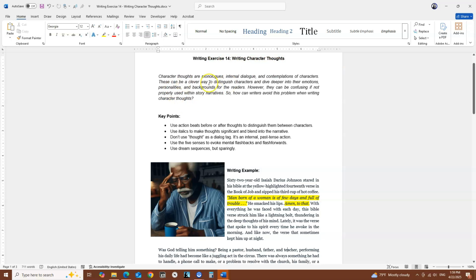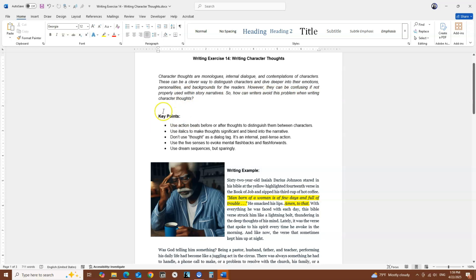Character thoughts are monologues, internal dialogue, and contemplations of characters. These can be a clever way to distinguish characters and dive deeper into their emotions, personalities, and backgrounds for the readers. However, they can be confusing if not properly used within story narratives.